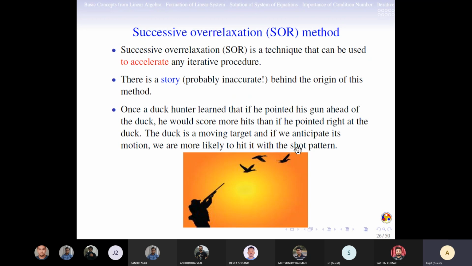So the story is that once a dog hunter learned that if he pointed his gun ahead of the dog, he would score more hits than if he pointed right at the dog, because the dog is a moving object, right? So you are trying to hit the dog, so your aim should be ahead of the dog in the direction of its motion. In this way you can score more, right? This was what a dog hunter learned, and probably he told his story to his neighbor, and the neighbor was a numerical analyst, and that's how the SOR was born. This is the story, and we will use the same technique in the SOR method.